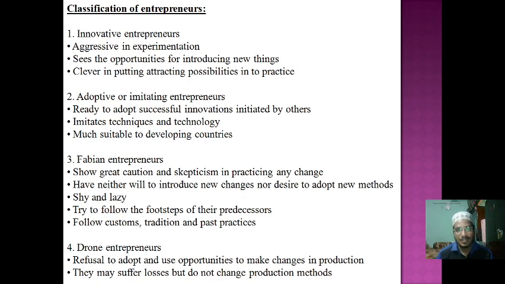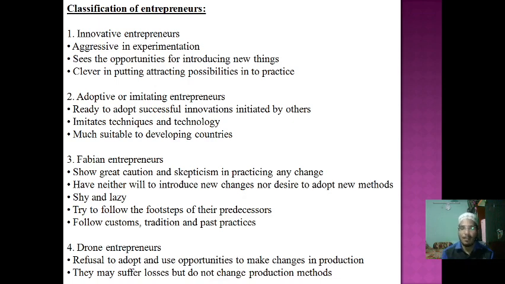Classification of entrepreneurs. In that classification, there are four types. First is the innovative entrepreneur, then the adopting or imitating entrepreneur, the Fabian entrepreneur, and the drone entrepreneur. The innovative entrepreneur is a person producing or establishing our own product, aggressive in experimentation. Lots of experimentation is done, and then the innovative entrepreneur is developed.